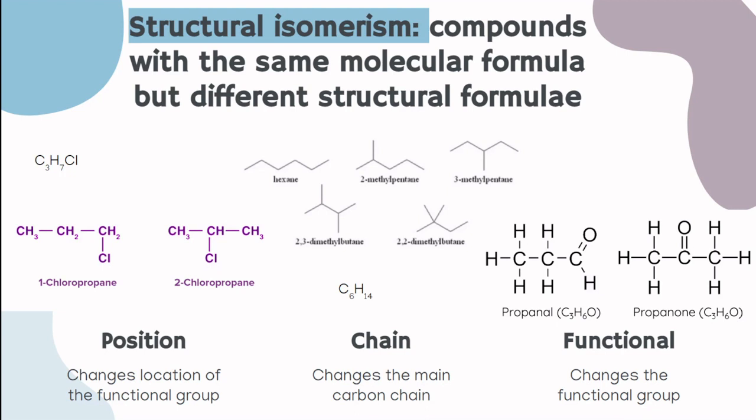Then we have functional, which is where we're actually changing the functional group. I think this is truly the most common and the most realistic, that you have functional isomers when you have an oxygen somewhere in there. Because think about functional isomers: there's alcohol, there's ketones, there's aldehydes, there's carboxylic acid, there's a lot of esters. So many of them involve oxygen.